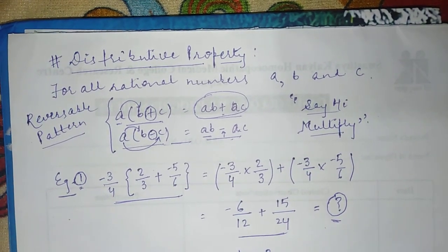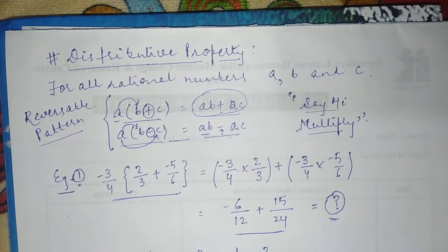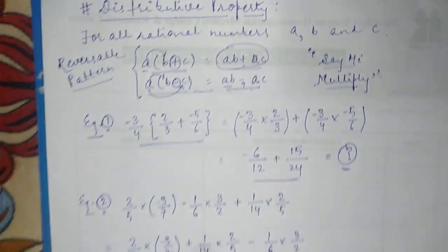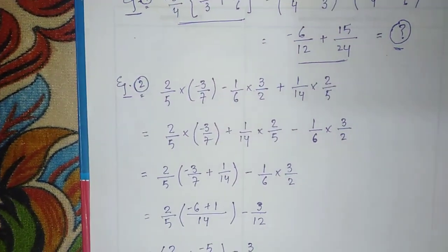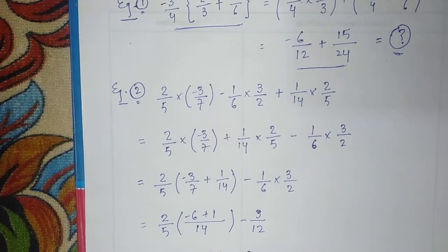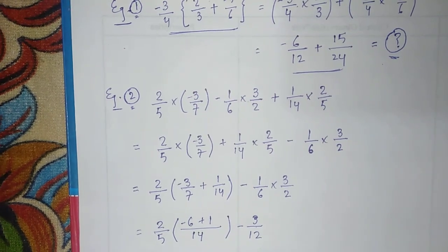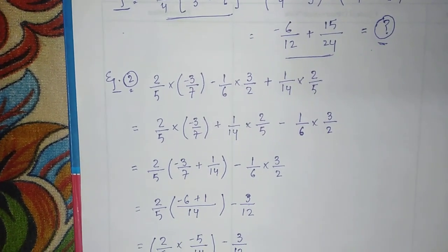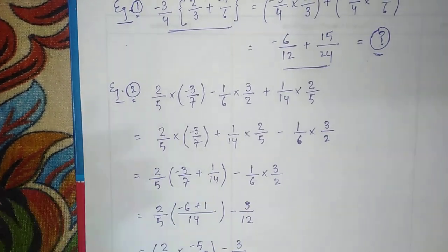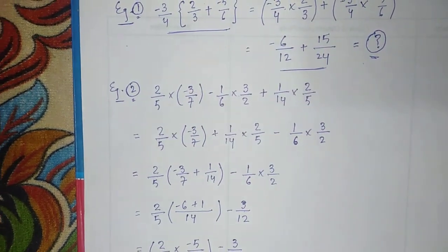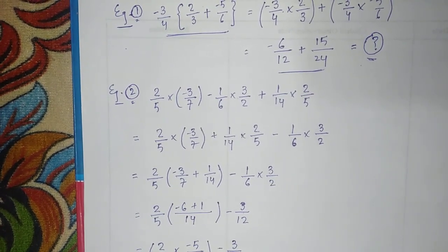So now considering this form of this property, we take another example, right? Example number 2, let's see what this is. This is the question, you can see on the screen as well. How do we use this second pattern of this property in solving this question? You can see 2 upon 5 times minus 3 upon 7 and minus 1 upon 6 into 3 by 2 plus 1 upon 14 into 2 by 5.